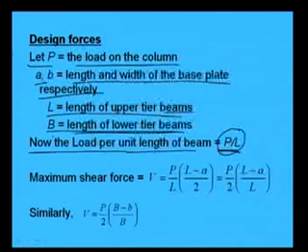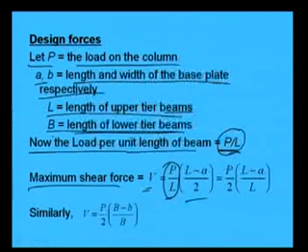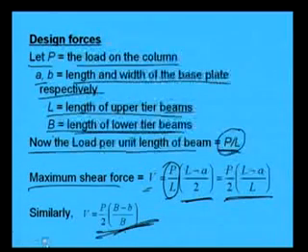So, maximum shear force will become V is equal to P by L into L minus A by 2, because P by L is the uniform load into L minus A by 2 at that position. So, this becomes P by 2 into L minus A by L. Similarly, on the lower tier it will become P by 2 into B minus b by B. So, this is one thing.